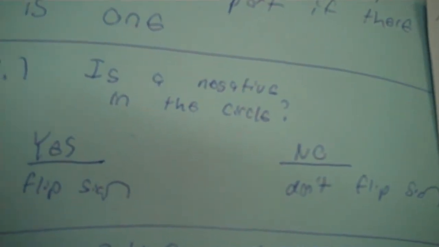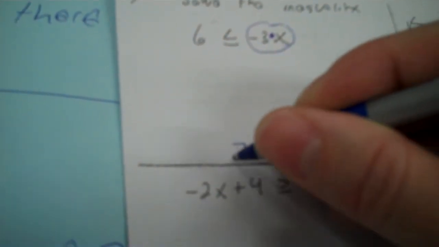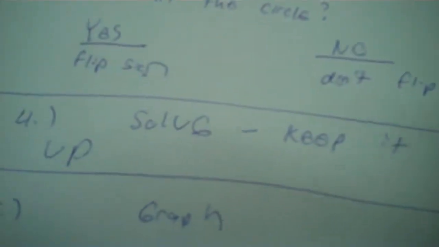And you have to ask yourself a question. Do you have a negative in that circle? If it's yes, you need to flip the sign. If it's no, you don't flip the sign. Now you solve it, which you're pretty good at. Okay, you just need to divide by -3. And it says keep it lined up. Here's what I mean by that.